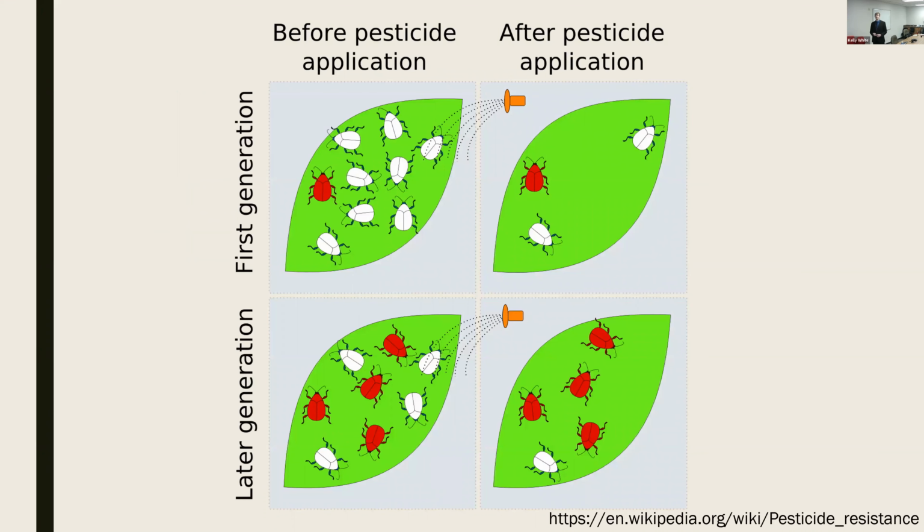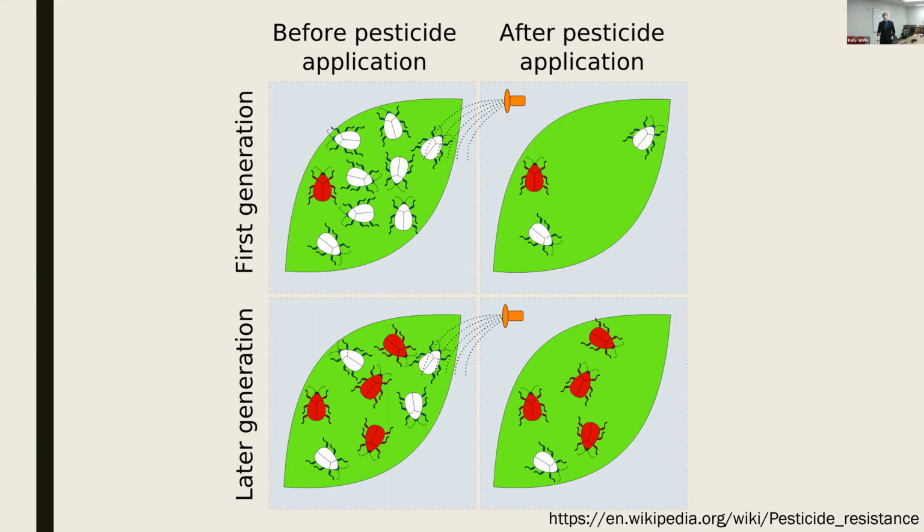Just as an example of how this process could play out, we see in the first generation prior to application, there's mostly susceptible insects on that leaf. We see maybe a little bit of already existing resistance due to standing variation in that population, but the majority of the population is susceptible to application. And therefore, after that application, very few of those susceptible insects survive, but we do see that that resistant individual has survived. So then that leads to an increased prevalence of those resistance alleles in the remaining population.